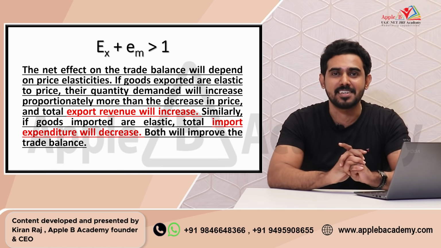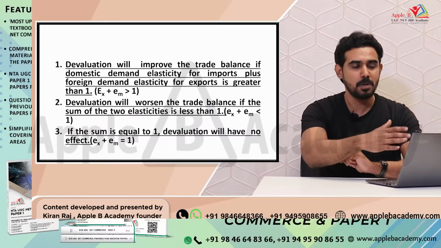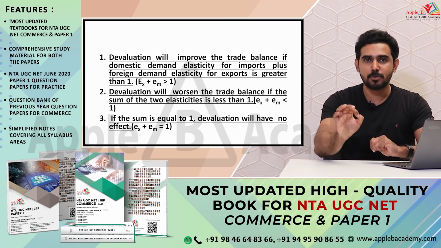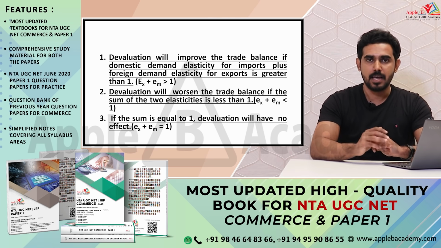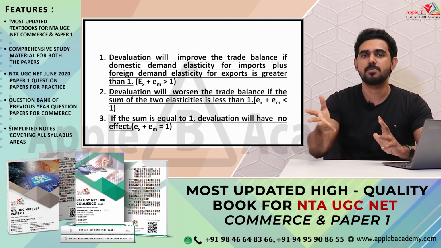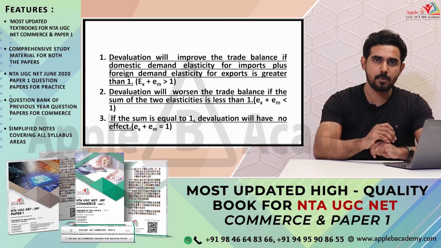That's the Marshall-Lerner condition. The export plus import elasticity coefficient should be greater than 1. To be precise, three points are there. If the export plus import elasticity coefficient is greater than 1, that will improve the balance of payments. If it is less than 1, that will worsen the balance of payments or the balance of trade. And what's the third point?